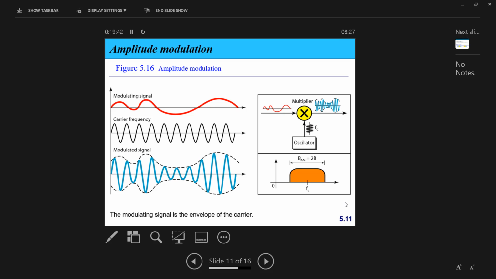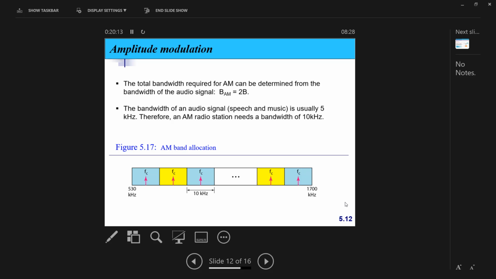But again, what about the bandwidth? As we did in the digital to analog, the bandwidth will be around FC and it will be 2B, where B is the bandwidth of the original data. So the bandwidth of the amplitude modulation is double the bandwidth of the original signal. Any question? So the total bandwidth is 2B. This amplitude modulation is used in AM radio.